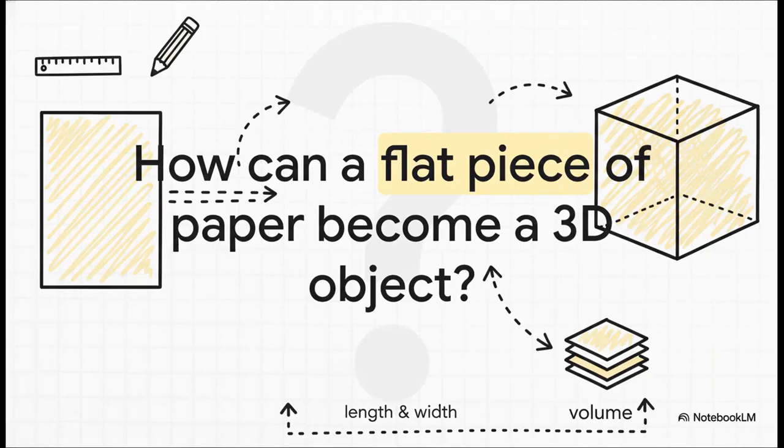I mean, really think about it for a second. It sounds kind of like magic, right? We start with something that's totally flat, something with just length and width, and then somehow we end up with something solid, something that actually takes up space. So how does that even happen? Well, believe it or not, it's way simpler than you'd think.